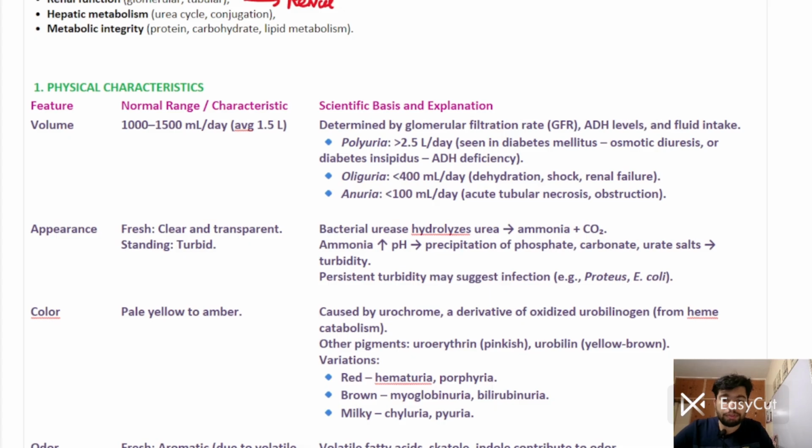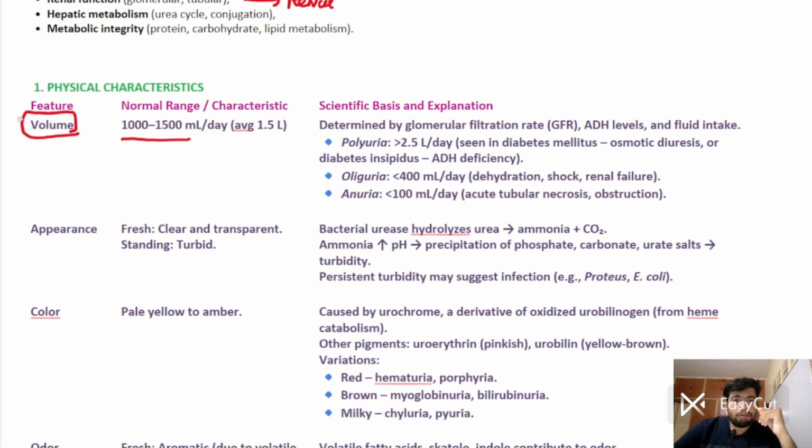We want to discuss the physical properties and physical characteristics of normal urine. So what is the normal volume? The first parameter is the volume. Volume is 1000 to 1500 ml per day. So on average a normal human excretes 1.5 liters of urine per day.